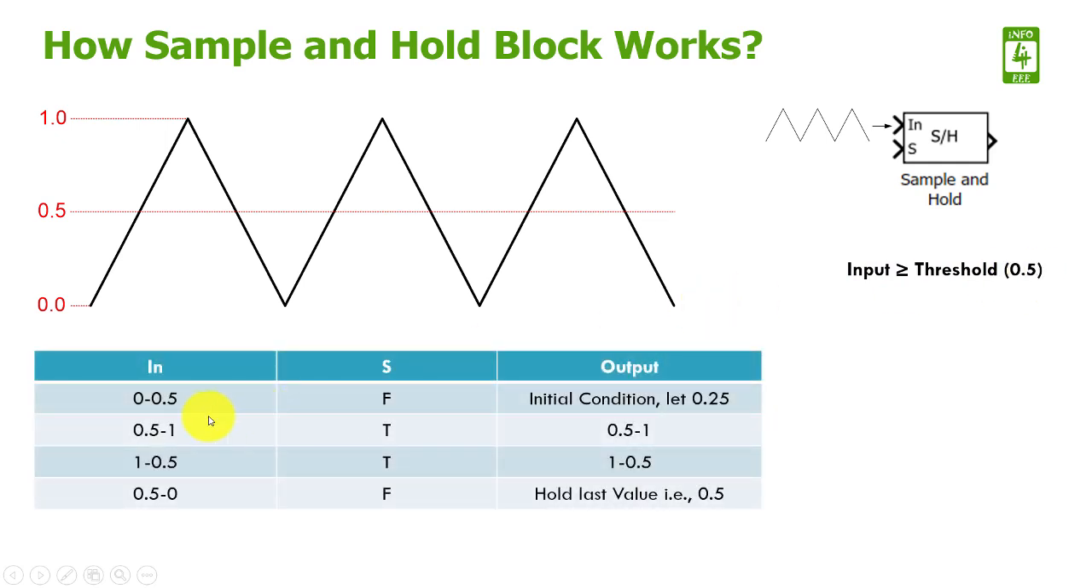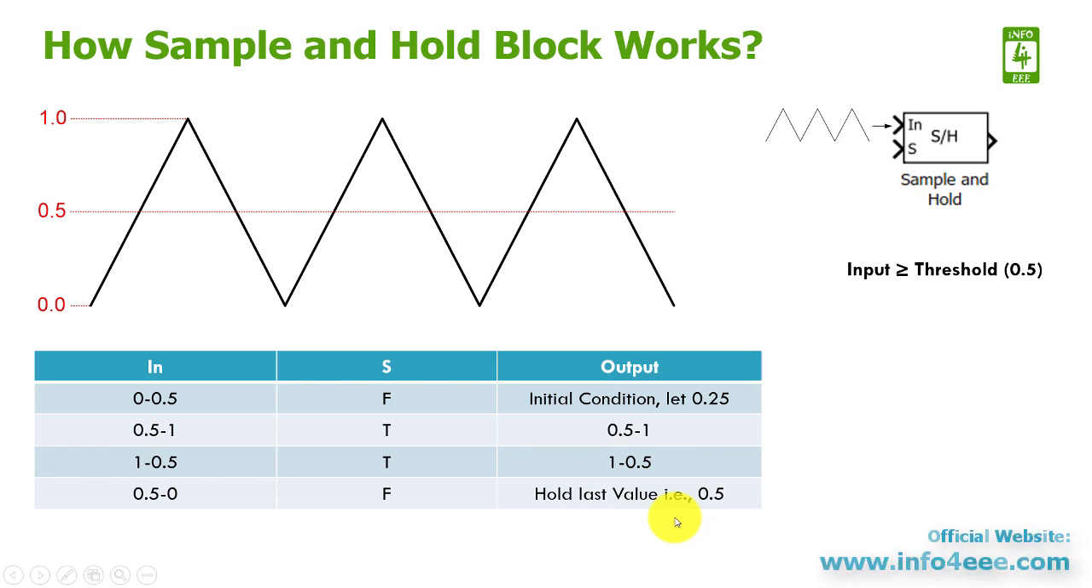So there will be three conditions. The first one is when the input is varying from 0 to 0.5. During this condition, this logic will be false, so a low signal will be applied at the S terminal of the sample and hold block. So its output will be its initial condition, let it be 0.25. For the second condition, from 0.5 to 1 and 1 to 0.5, this logic becomes true and a high signal will be fed at the S terminal of the sample and hold block. So it will pass on the same input at the output, that is 0.5 to 1 and 1 to 0.5. For the third condition, when the input varies from 0.5 to 0, this logic becomes false. So a low signal will be applied across the S terminal of the sample and hold block, so it will hold on the last value, that is 0.5.